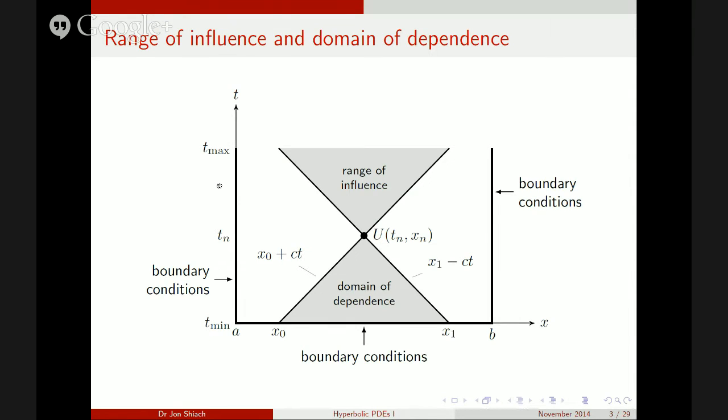As we go through time, the system and the solutions will change. Here I've got a point slap bang in the middle of my xt space, so this is some point in space and time. If this has some solution u at this point, for a hyperbolic equation, this point here is influenced by, or depends upon, all these points in this region down here.